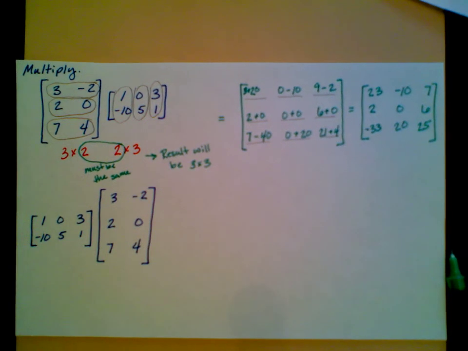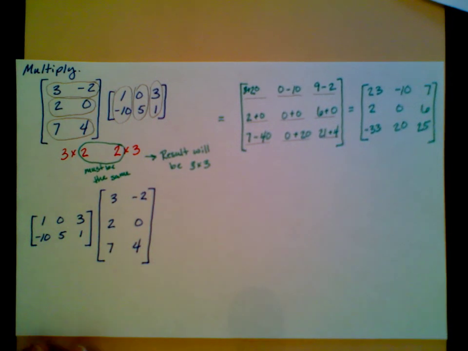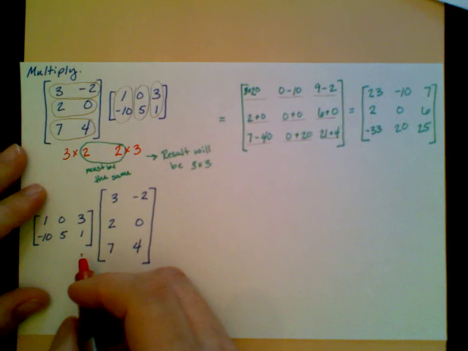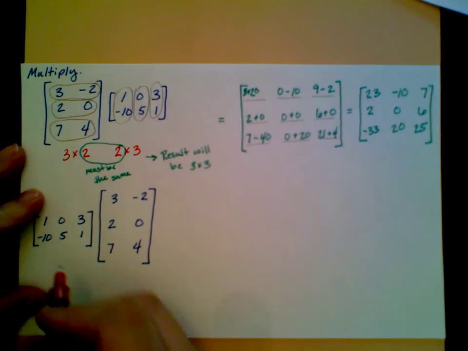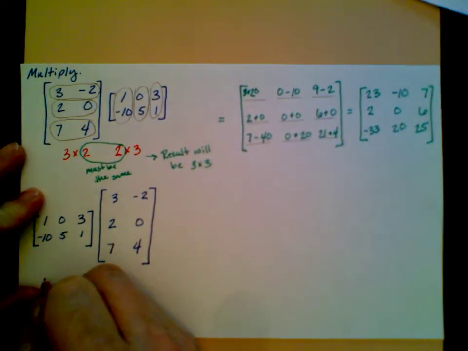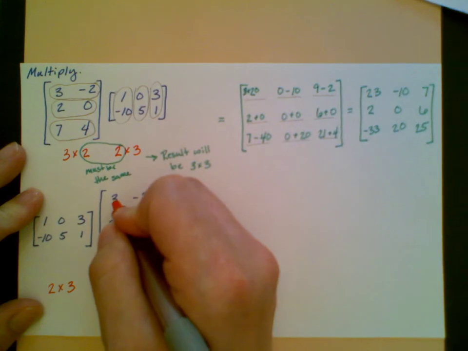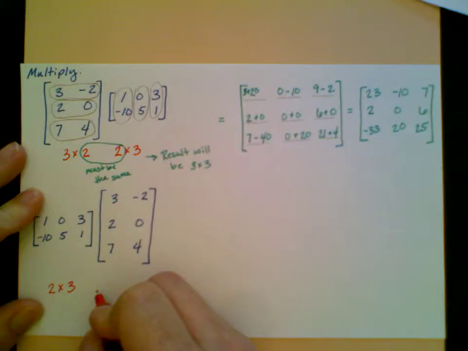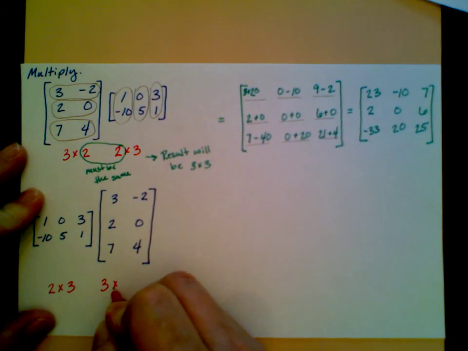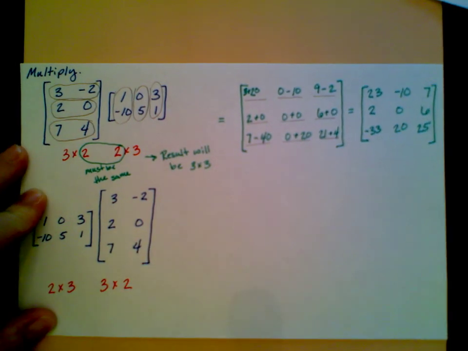So now let's do, oops, sorry, kicked my camera a little. Let's do this next one. Again, first, I have to see if the sizes match. So I've got a 2 by 3. And this one is a 3 by 2. Remember, when you're writing down the sizes, the rows always come first.